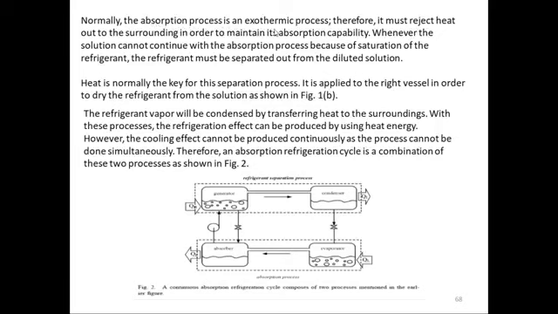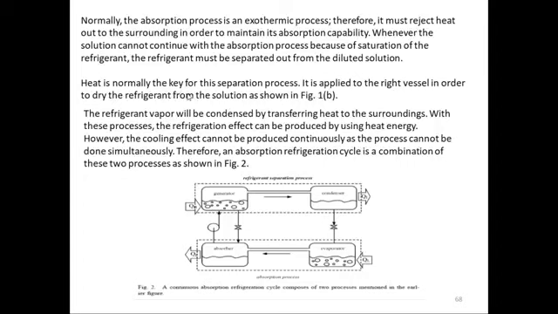Normally the absorption process is an exothermic process. So here some heat will be rejected. This is the amount of heat which is being rejected. Therefore it must reject heat to the surroundings in order to maintain its absorption capability. Whenever the solution cannot continue with the absorption process because of the saturation of the refrigerant, the refrigerant must be separated out of the diluted solution. So this diluted solution will be pumped up into the generator, and heat will be supplied into the generator so that it can separate your refrigerant and your absorber.